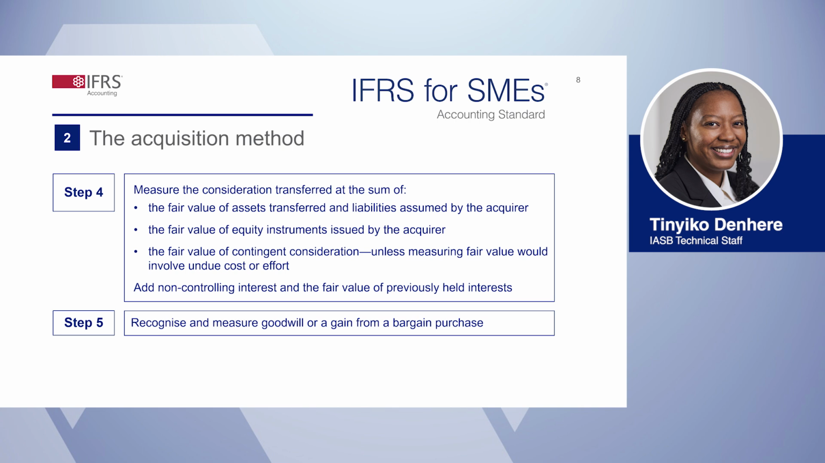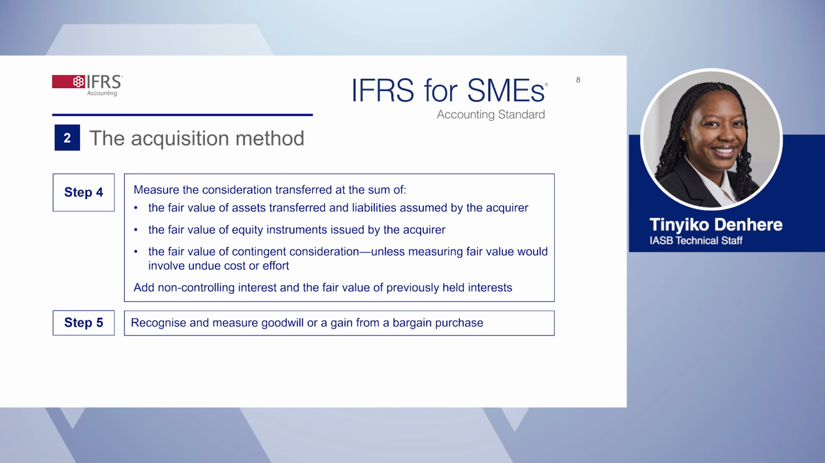In step 4, the SME measures the cost of the business combination. Remember, acquisition-related costs are not part of the consideration transferred. As we explained earlier, these costs are recognized in profit or loss unless they are in the scope of Section 11 or Section 22. The consideration transferred is measured at fair value.